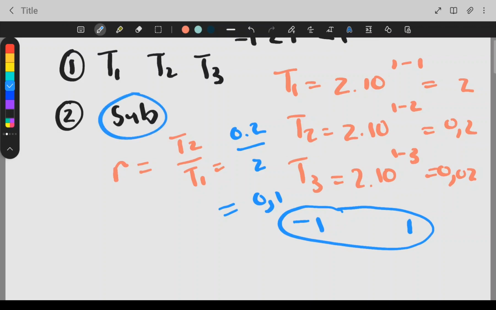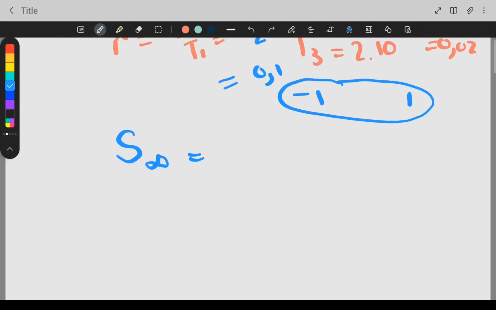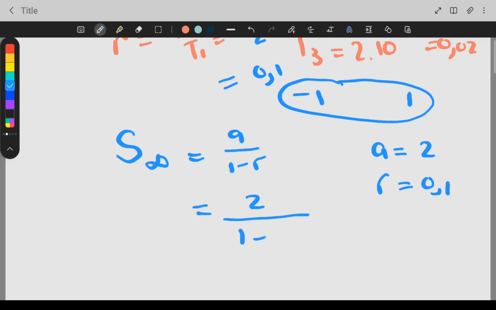Okay, now substitute into your formula. Our formula, A over 1 minus R. So A in this case was the first term, which is 2, and R is 0,1. Let's substitute 2 over 1 minus R. My answer is 2,2222 repeating.